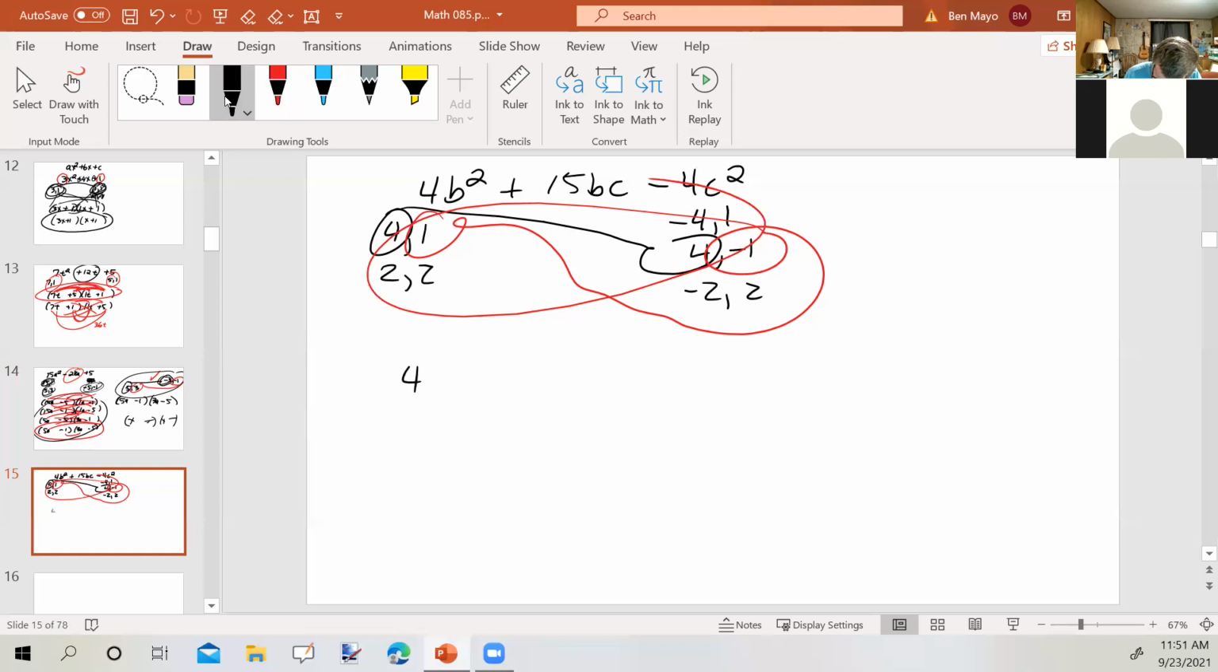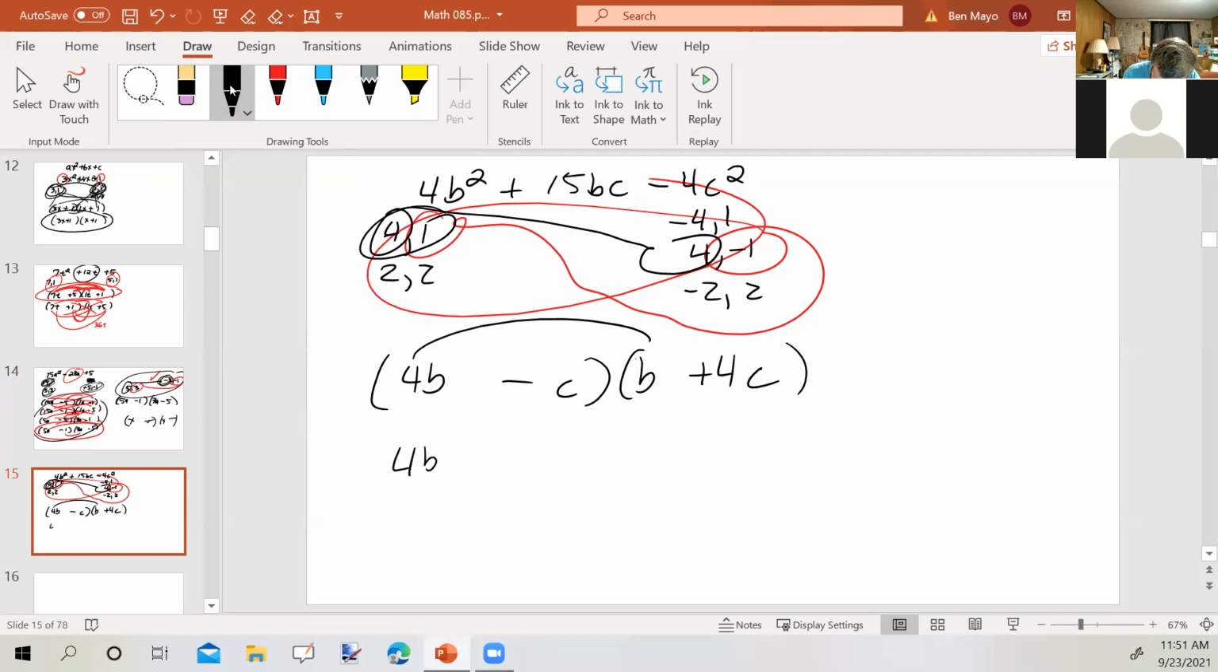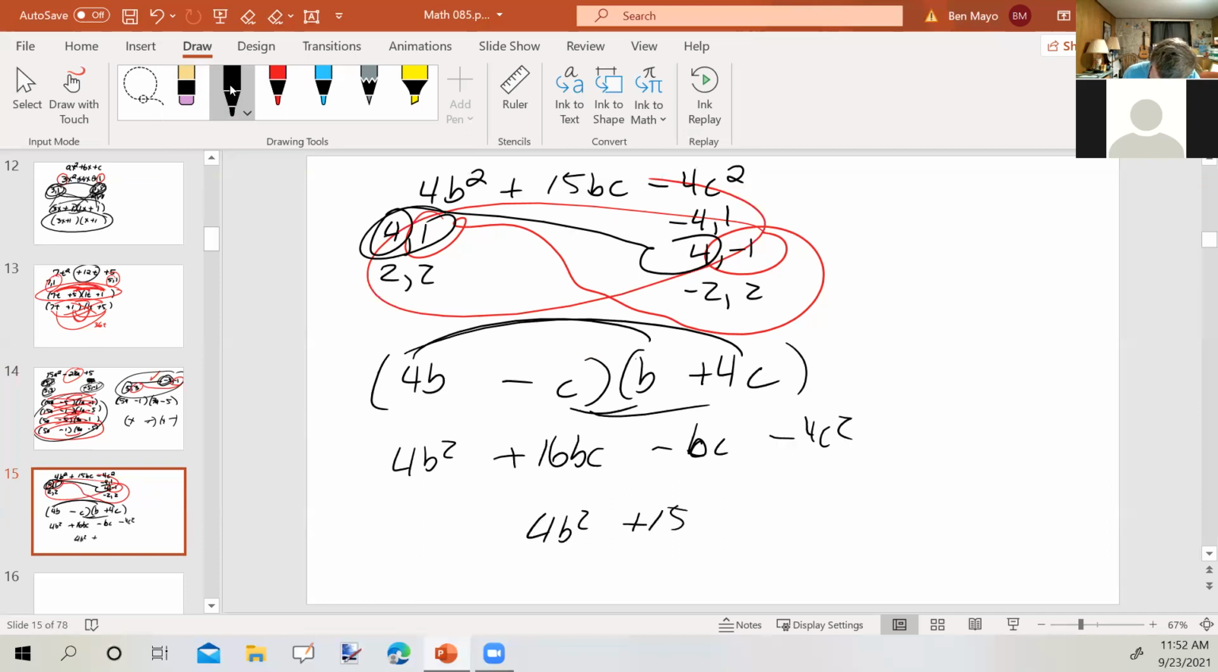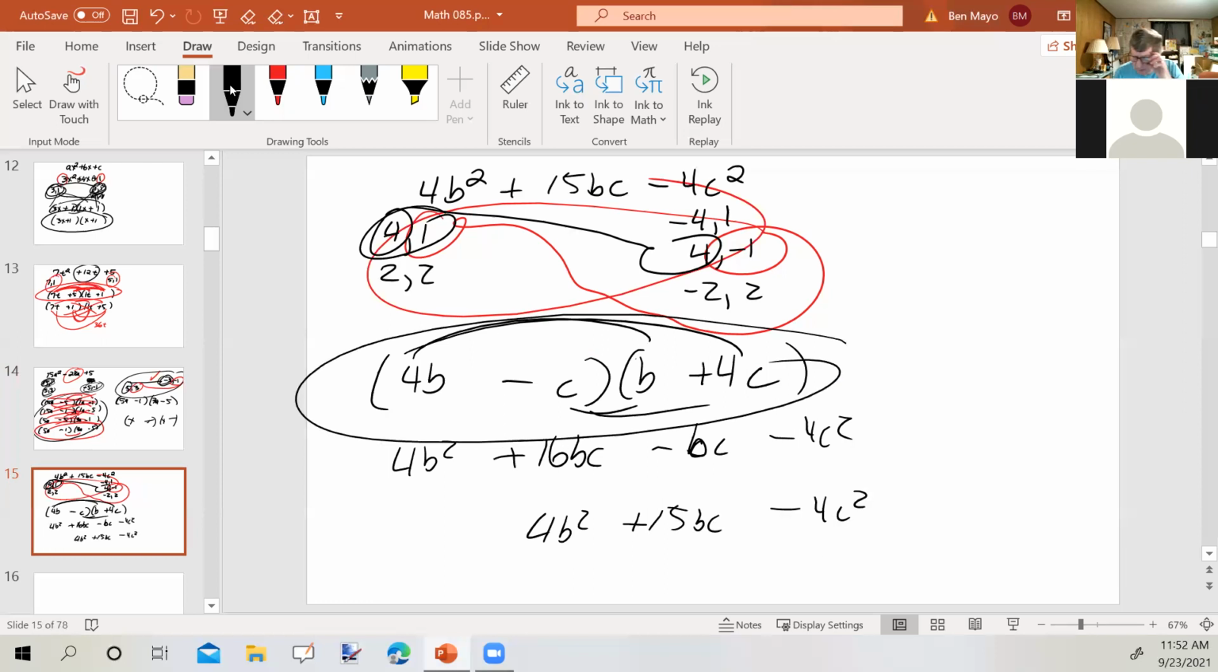So I figured out it was 4b and then 1b right up front, and then plus 4 and minus 1. But the 4 was multiplied by the 4. So the plus 4 goes over here and the minus 1 goes over there. Here's a C, there's a C, everywhere is a C. So now we've got 4b squared plus 16bc minus bc minus 4c squared, 4b squared plus 15bc minus 4c squared. So there is our answer.